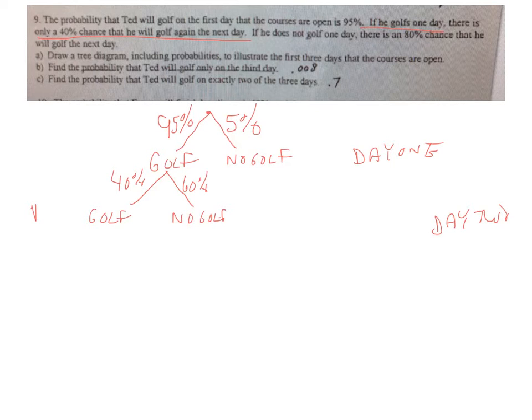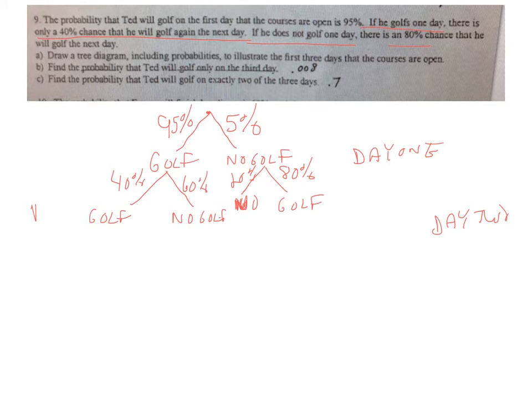But we also have to go back here to the no golf guy, and it says if he does not golf, there's an 80% chance that he will golf the next day. So 80% chance that he golfs, 20% chance that he doesn't. Okay, so this just gets time consuming and messy.